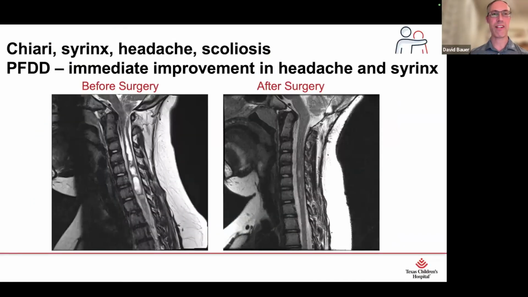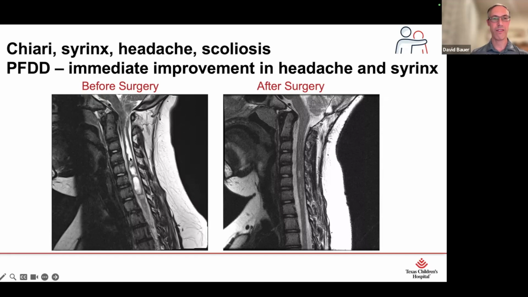So here's a patient example on an MRI. This may make it a little bit more clear. This is a patient who had Chiari and a syrinx, headaches, also scoliosis, and had the posterior fossa decompression and duroplasty. So that's the bone removal with the addition of a patch. And you can see over here on the left that the patient has Chiari malformation, which is this pointed cerebellar tonsil, and it looks like things are crowded here in the bottom of the skull.